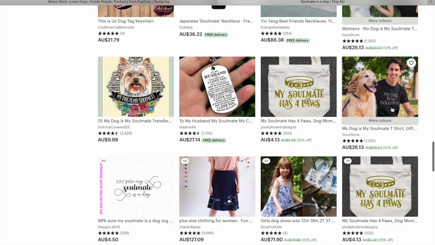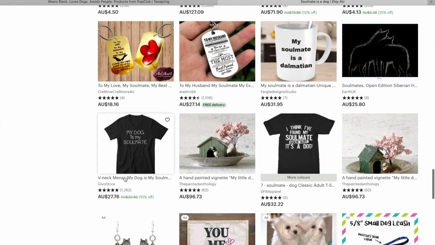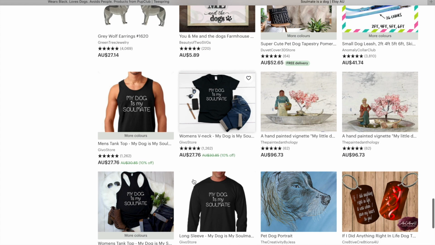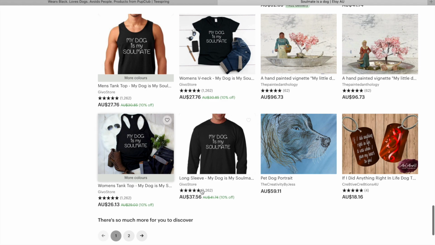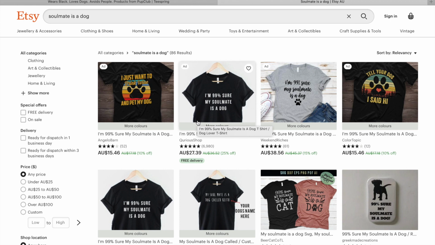And you can see here it is again, "my dog is my soulmate." This one here is a very basic, terrible looking shirt, but still, it's doing well. My dog is my soulmate, and they're all making sales here, as you can see. So that's what you're looking for. You're looking for social proof, and Etsy is one of the best places to do it.